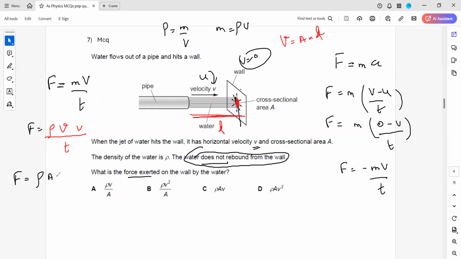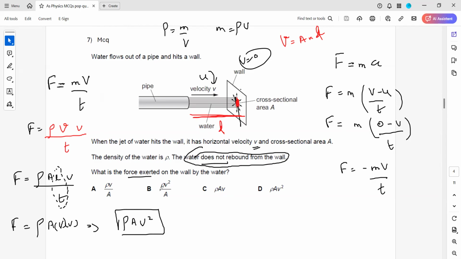I can write area multiplied by length into V, the speed, divided by time. What is length divided by time? The distance divided by time, that is also speed. So I can say F is equal to rho A, this is V because length over time, and this is also V. So when V is multiplied with V, that will become density, area, and V square. So we got density, area, and V square. We got the option D.